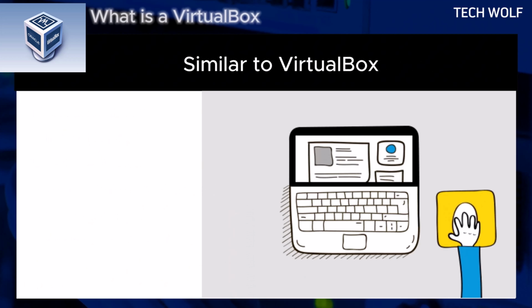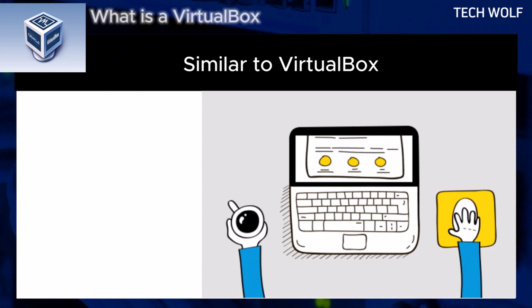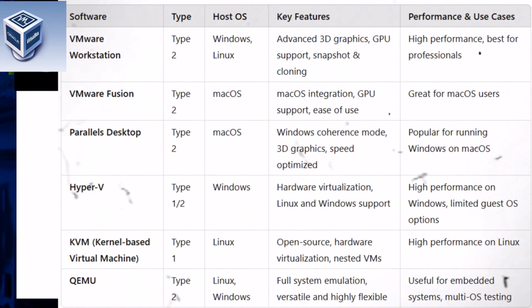There are several other prominent virtualization tools that offer similar functionality, each with unique strengths, and here is a comparison. And briefly let's review each of them. VMware Workstation and Fusion offer high performance, excellent support for 3D acceleration, and powerful features for developers and enterprise users. VMware Workstation is primarily for Windows and Linux, while VMware Fusion is designed for macOS. Parallels Desktop. Optimized for macOS, Parallels offers unique features for seamless integration with macOS, making it popular among Mac users needing Windows support.